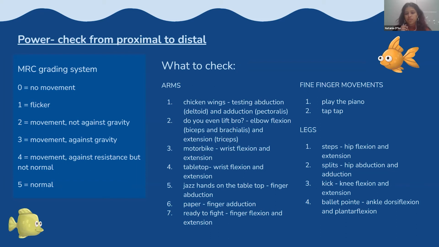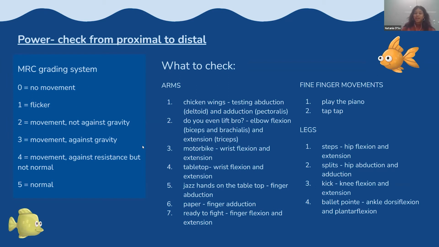I've just got a few ways that you can remember different things to check, so I'll quickly go through them for you. When we're having a look at our arms, you're testing chicken wings. Your patient has their arms out like this, and you're testing abduction and adduction. So you're going to push against here, and push against here as they're trying to come in.